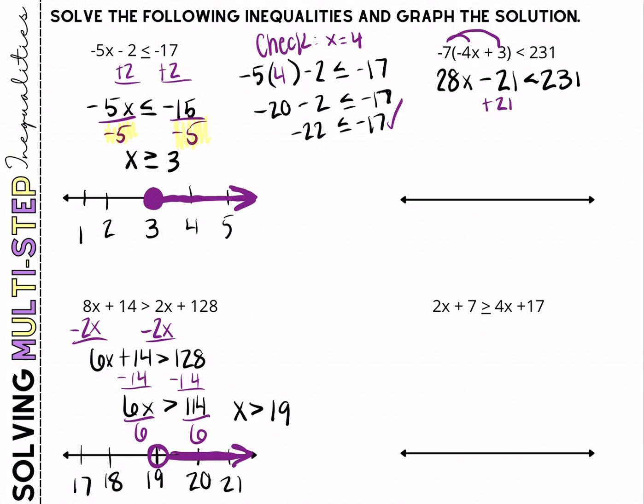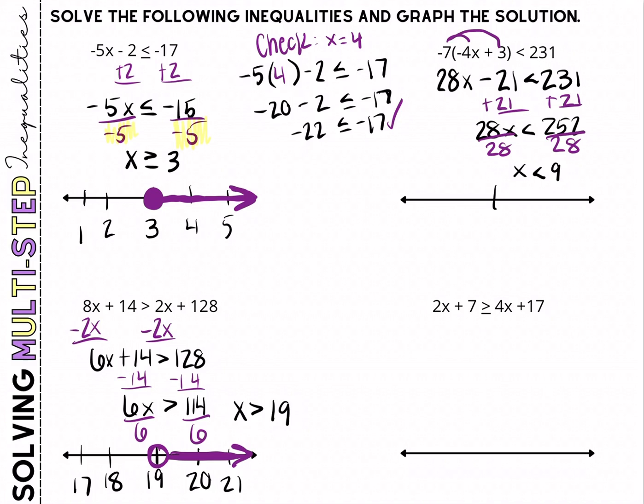Then I'm going to add 21 to both sides. So then I have 28x is less than or equal to 252. Then I'm going to divide by 9, and x is less than, or excuse me, I'm not dividing by 9, I'm dividing by 28. My bad. Divide by 28. So then x is less than or equal to 9.